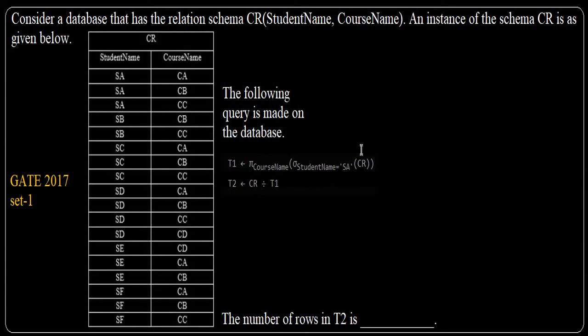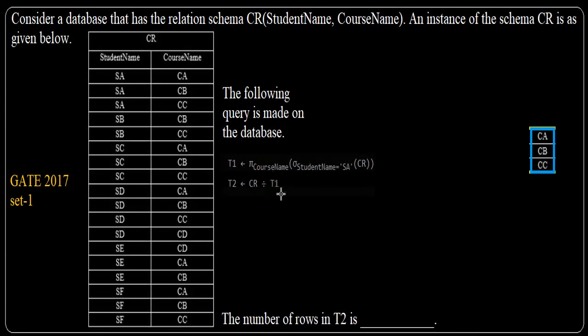In order to evaluate this, we need to evaluate the subquery first. Now select the student name equal SA from the table CR. Let's select the SA first, and now select the student name. After selecting the student name, we need to project the course name. Now the projected course names are CA, CB and CC. So here we have selected, and now this relation has been assigned to T1.